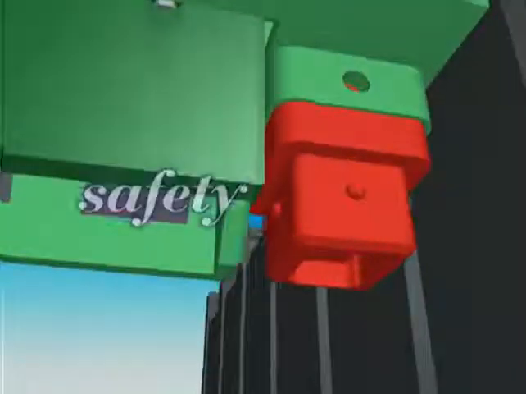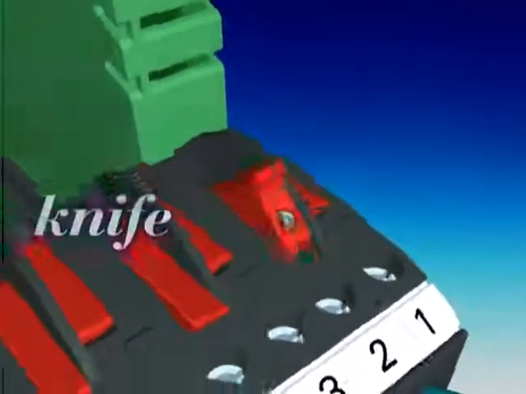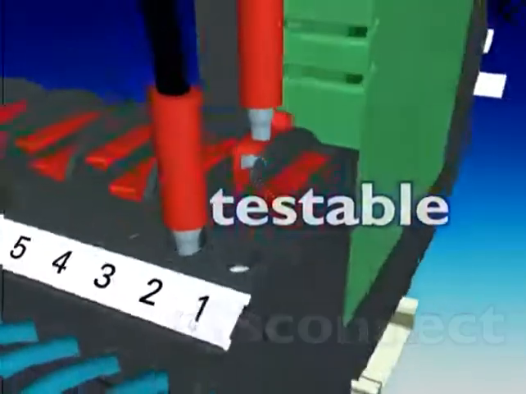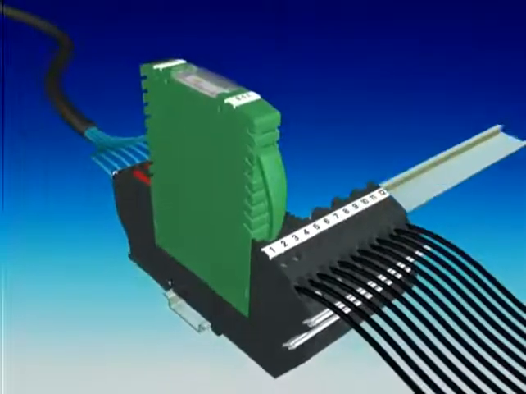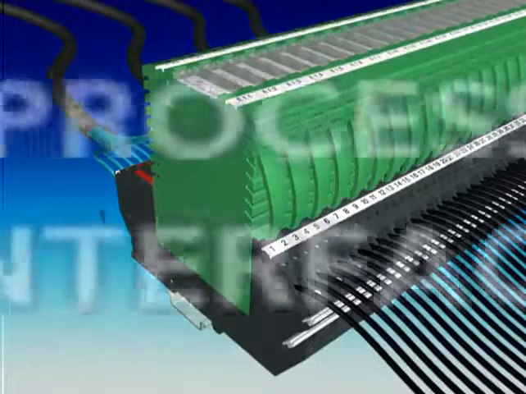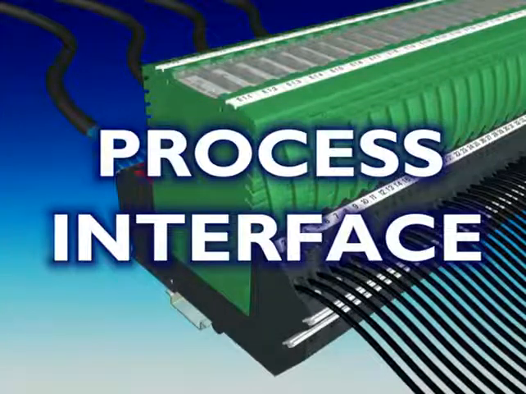Understandably, with integrated insertion protection due to the safety plug coding. The knife disconnection with integrated test points combined with the electrical interface saves space and cabling. Process interface, the ultimate cabling solution between computer and process.